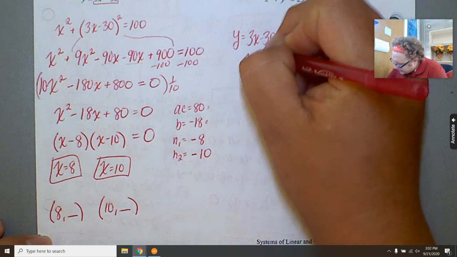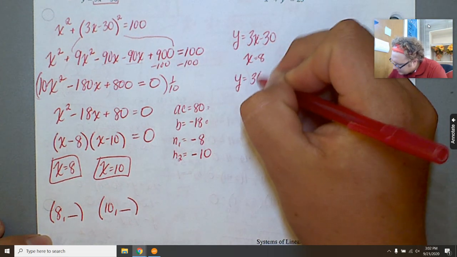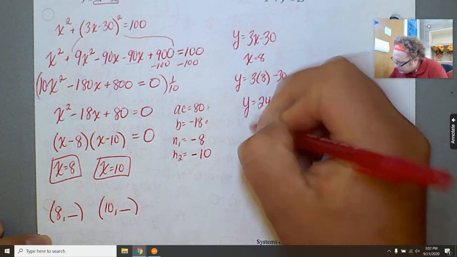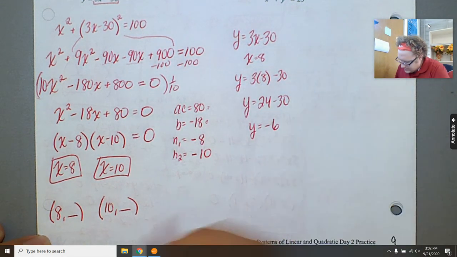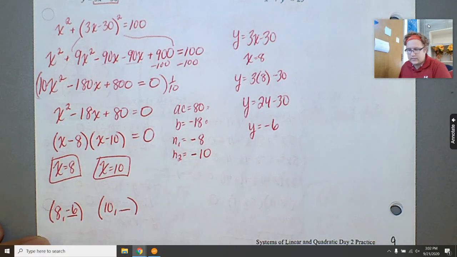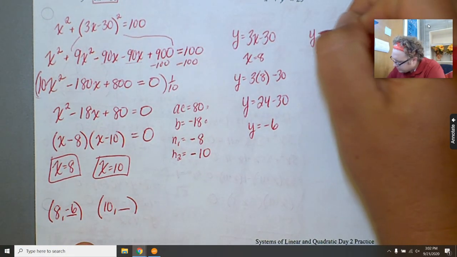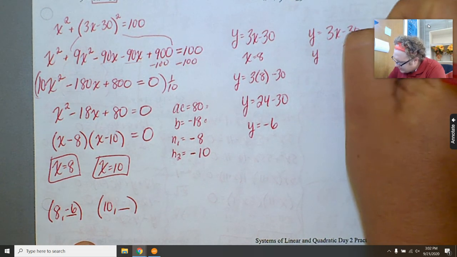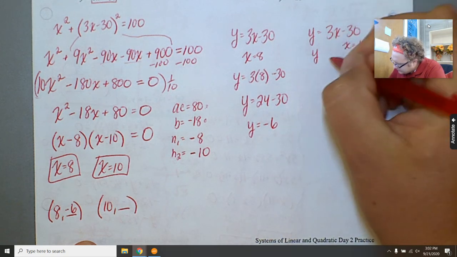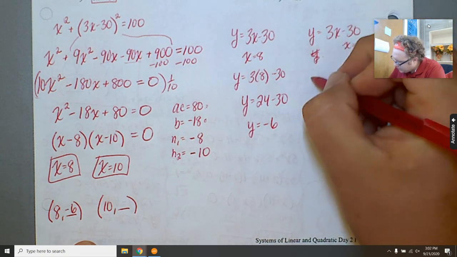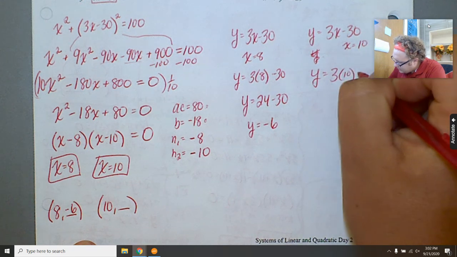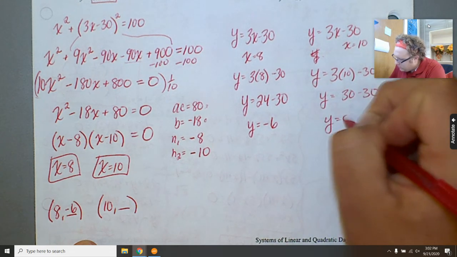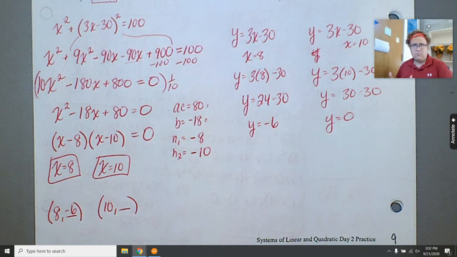Let's test out x equals 8. So y equals 3 times 8 minus 30. That's y equals 24 minus 30. So y equals negative 6. So I go over here, write negative 6. And then y equals 3x minus 30. Going to plug in x equals 10. And I get, let's see, y equals 3 times 10 minus 30. Oh boy, that's kind of weird. y equals 0. Is that okay?